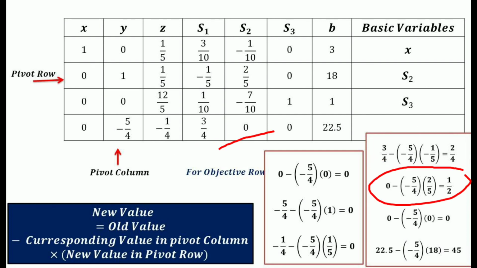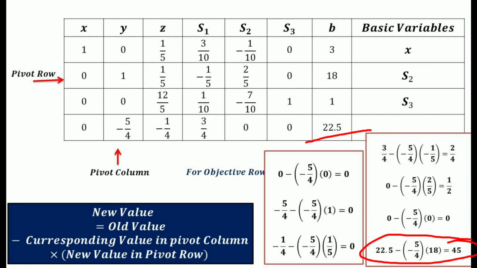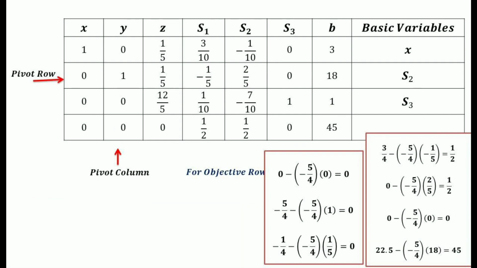The fifth element, that is 0 minus 5 upon 4 into 2 upon 5, which is equal to 1 upon 2. The sixth element, that is 0 minus 5 upon 4 into 0, which is equal to 0. And the last element, that is 22.5 minus 5 upon 4 into 18, which is equal to 45. So therefore, we are also replacing the old elements in the objective row with the newly calculated elements, that are 0, 0, 0, 1 upon 2, 1 upon 2, 0 and 45.